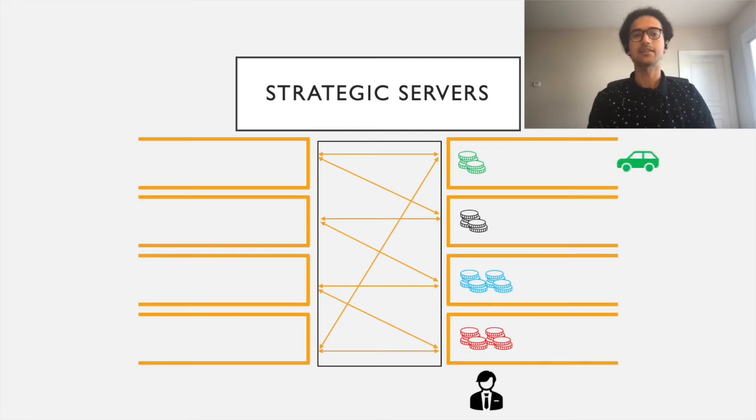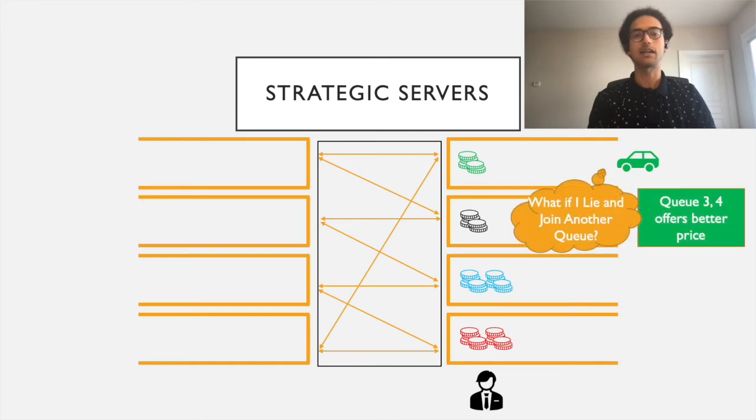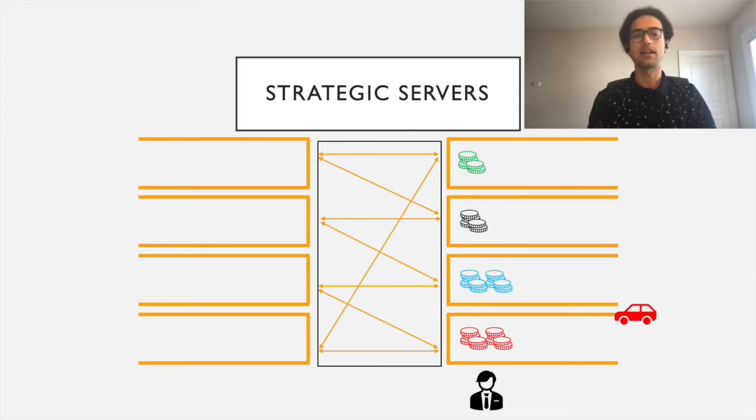Let's say a server of type 1 arrives into the system. The server may find Q3 and Q4 more attractive as the price offered is higher. In addition, Q2 and Q4 share neighbors with Q1, which makes them similar to Q1. Considering these observations, the server lies about its type and rather goes and joins Q4.